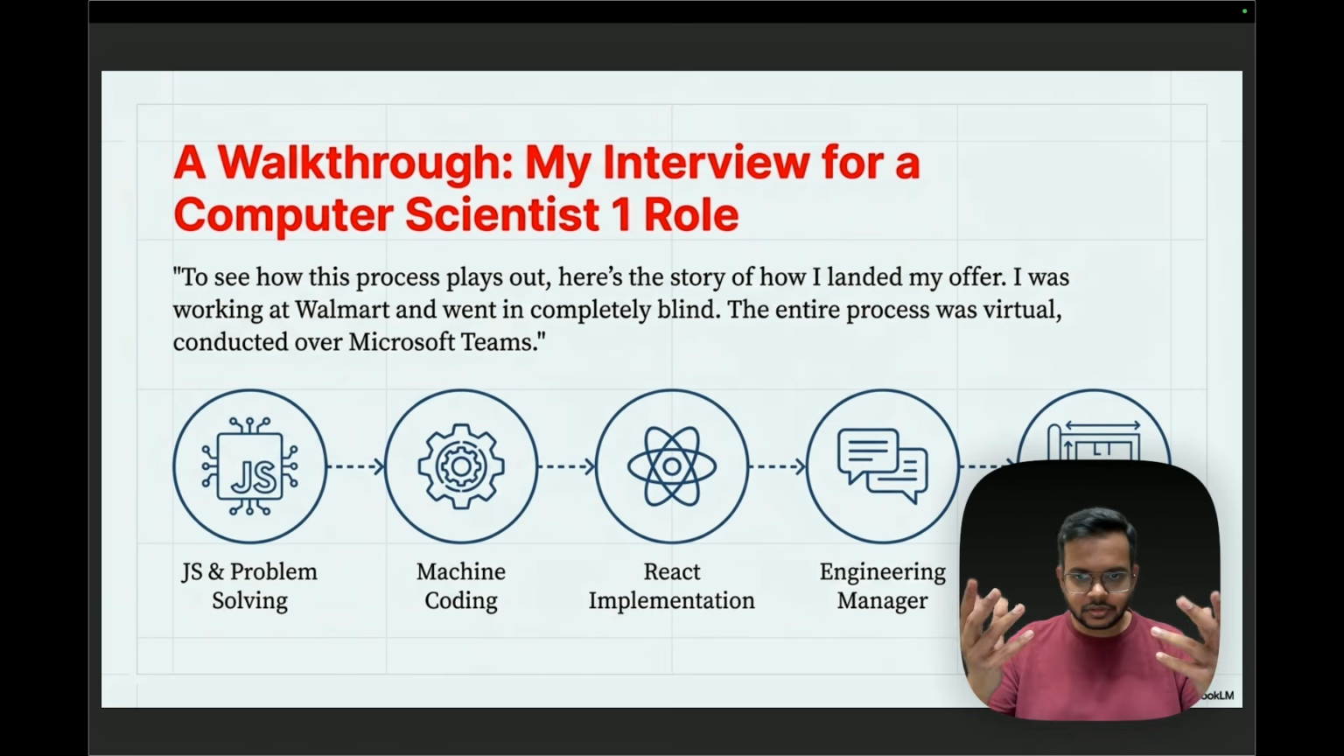So I had a call with the manager, a half an hour call, where I clarified all my questions regarding the expectations and the team culture, and all my doubts were cleared. And finally, I signed the offer and I joined Adobe in May of 2022.